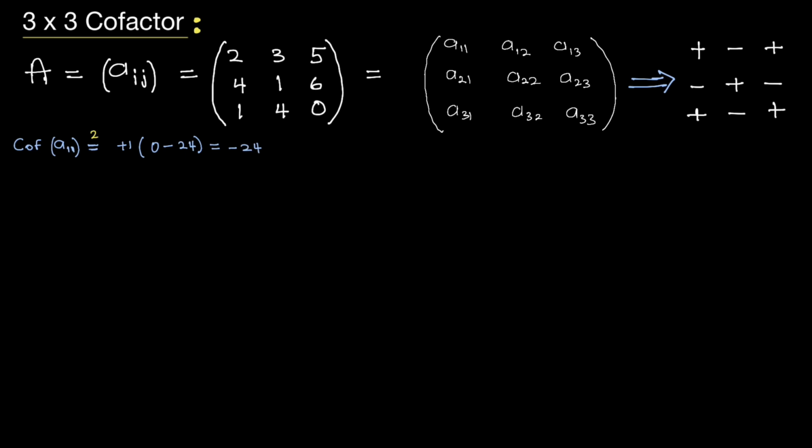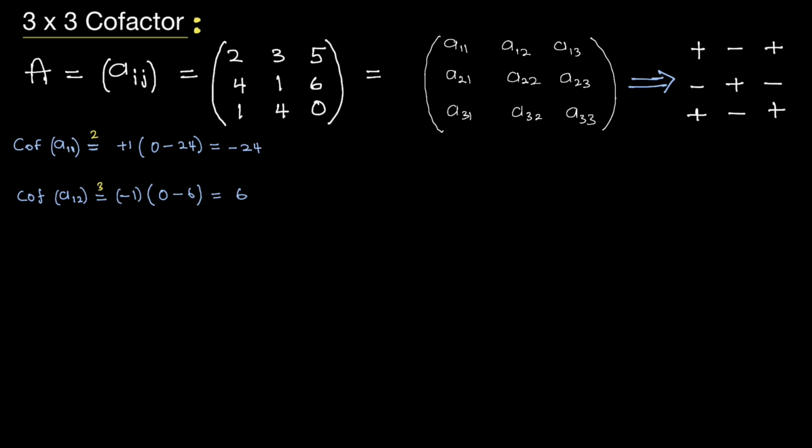So let's find the cofactor of A12. The cofactor of A12 has an element of 3 in there, and we say it's minus 1 times, all right, you draw a line there and there, so you get 0 times 4 minus 1 times 6. 0 times 4 is 0, minus 1 times 6 is minus 6, and then times minus 1, that would be 6.